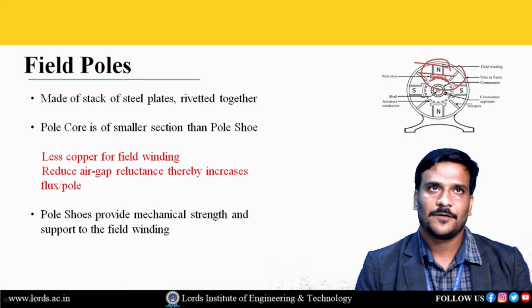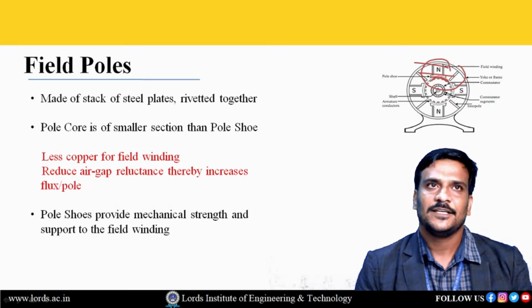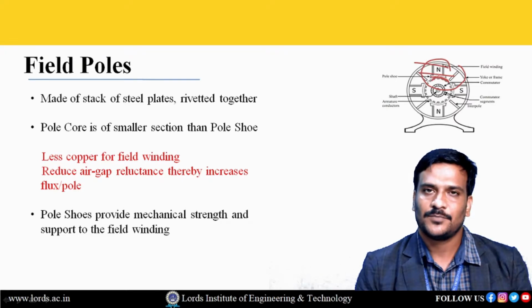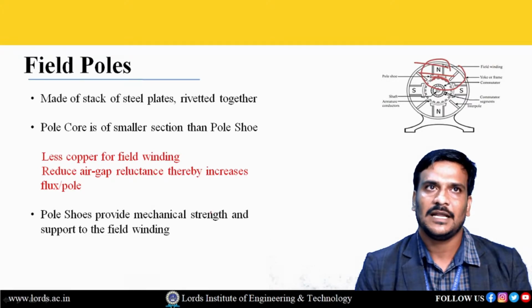Field poles are made up of a stack of steel plates riveted together. These steel plates are 1.5 mm to 3 mm thick. Generally, field poles have two sections: the pole core and the pole shoe. The pole core is of smaller section compared to the pole shoe. The main reason is that if the pole core is of smaller section, the field winding wound on it will use less copper.